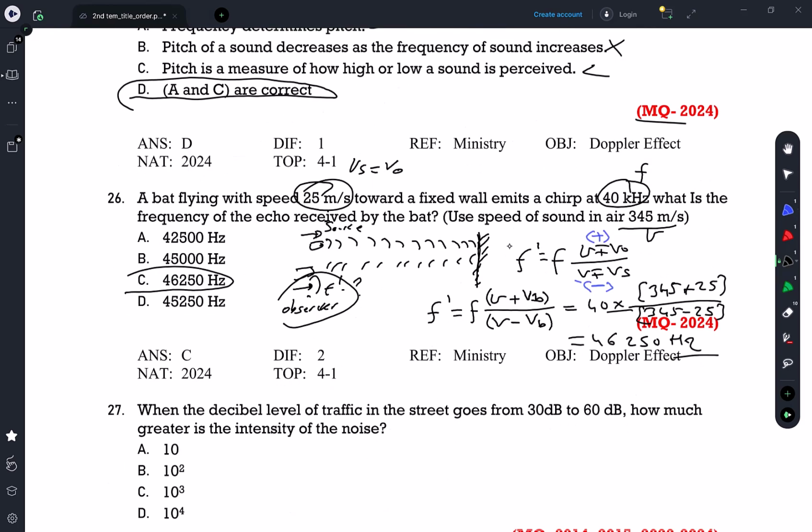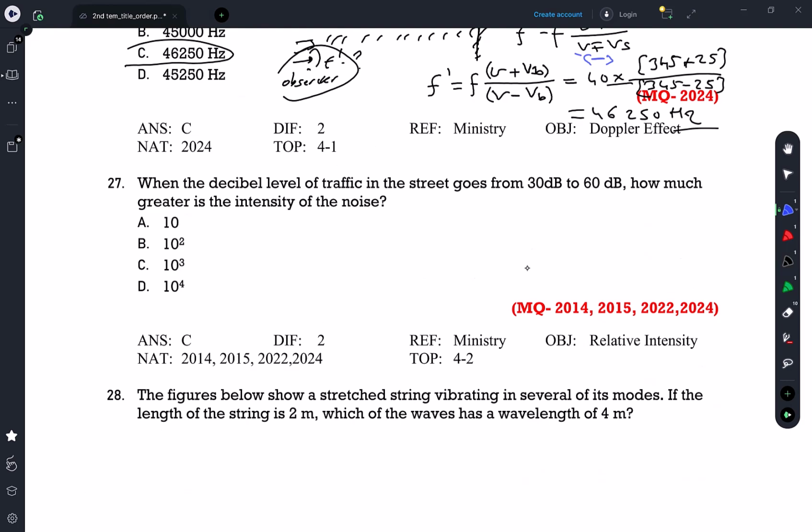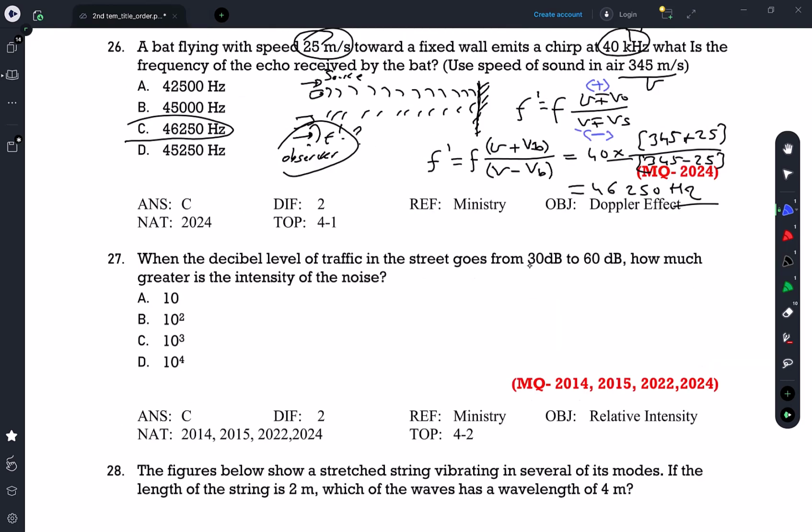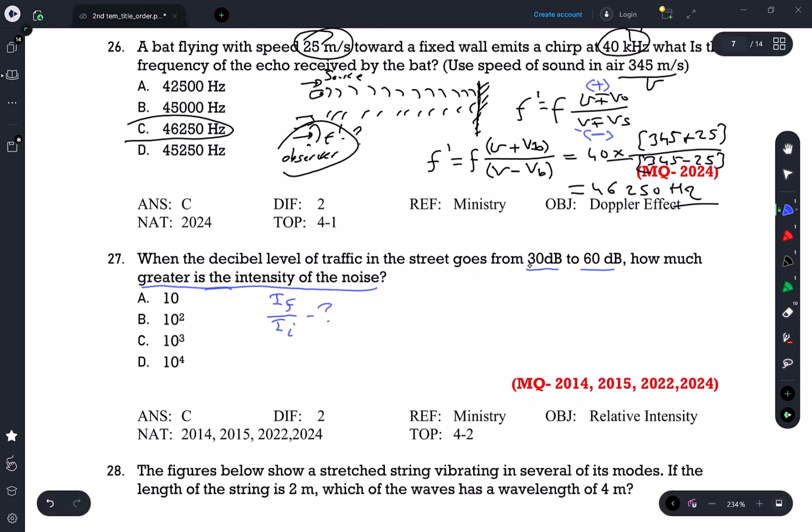Yes, this is a chapter question, and it is asked for the first time in history. When the decibel level of traffic in a street goes from 30 decibels to 60 decibels, how much greater is the intensity of the noise? The intensity of noise, I final over I initial. How much greater means it is changing, of course. It's a comparison. For this one, we made a hack, maybe you remember.